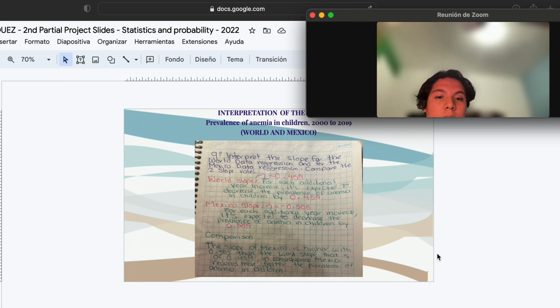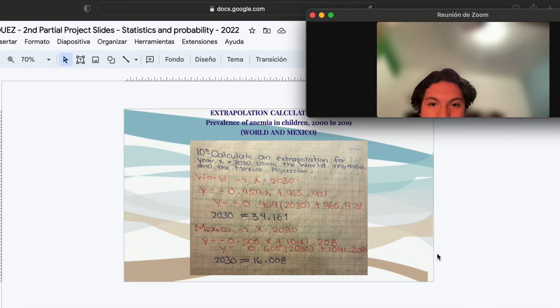For example, in the world the slope decreased 0.459, and for Mexico it decreased 0.505. So this is the conclusion for the slope, and the comparison is that the slope of Mexico, minus 0.505, is steeper than the world slope of minus 0.459. So in consequence, Mexico reduced the prevalence of anemia in children faster.